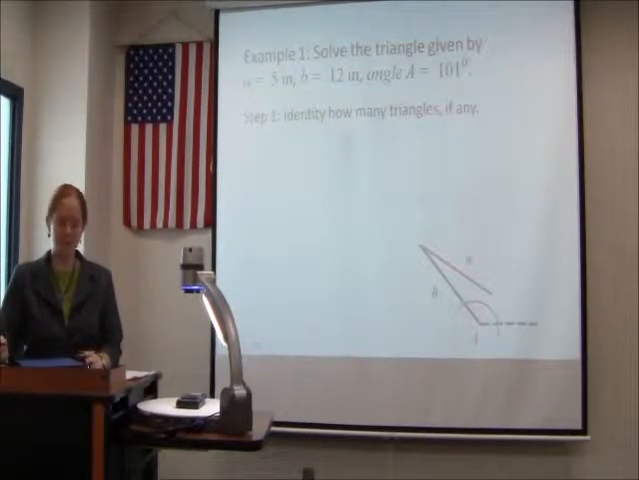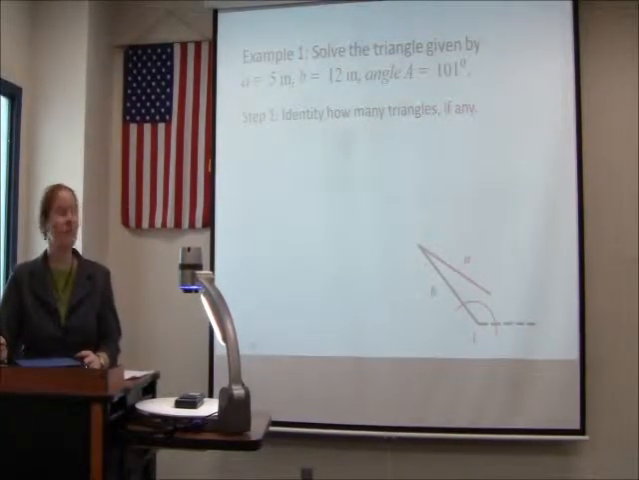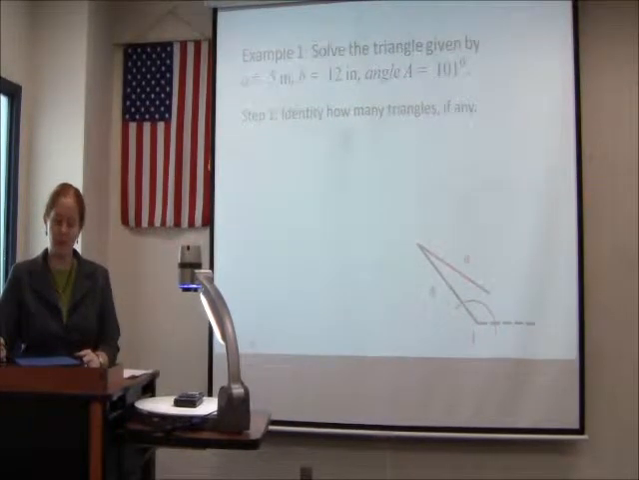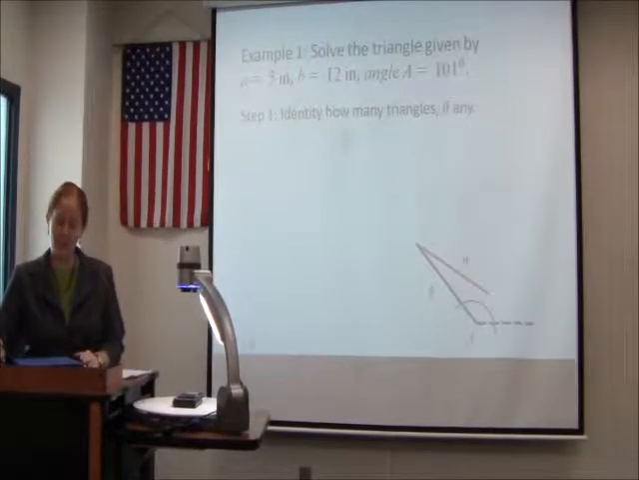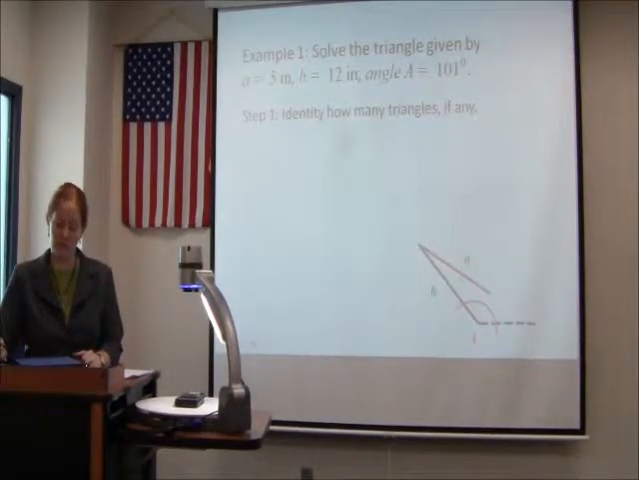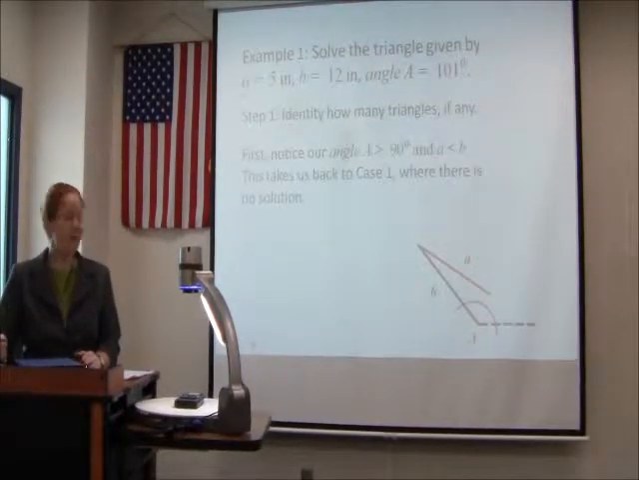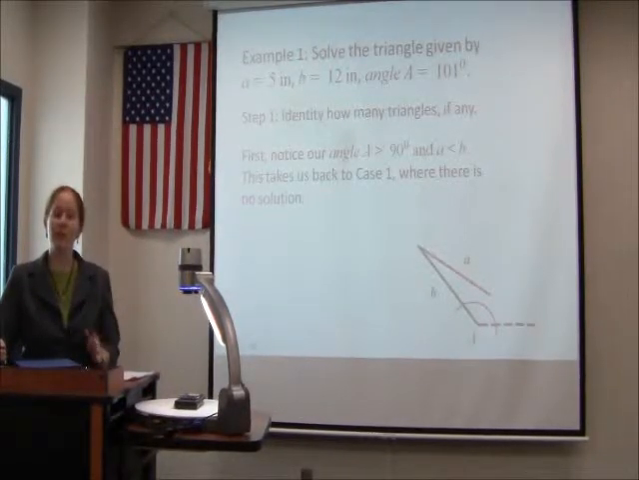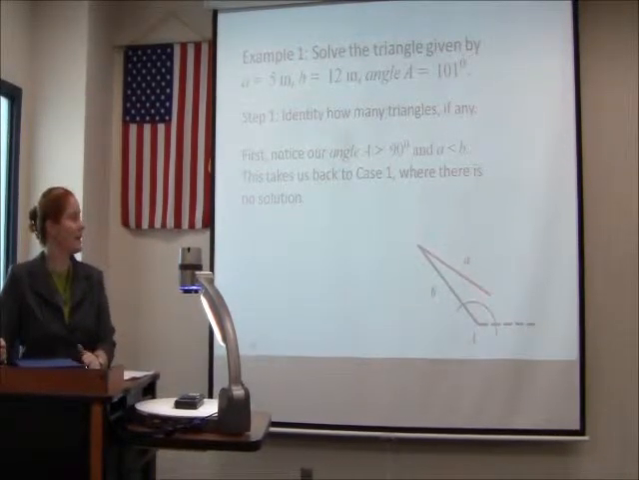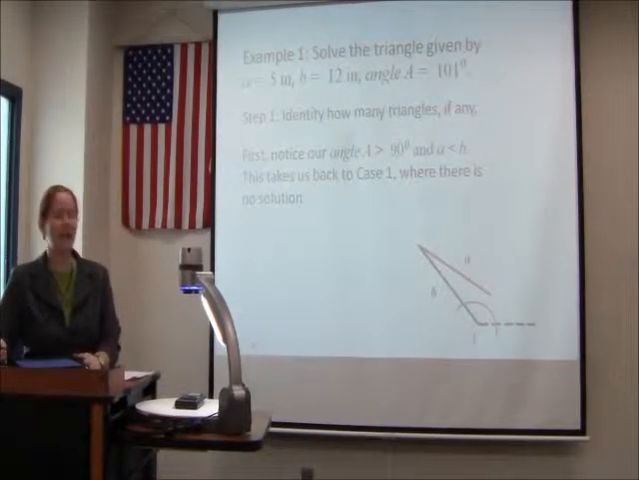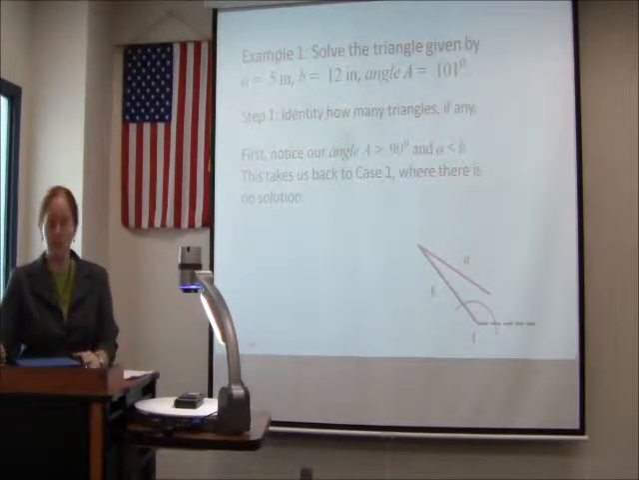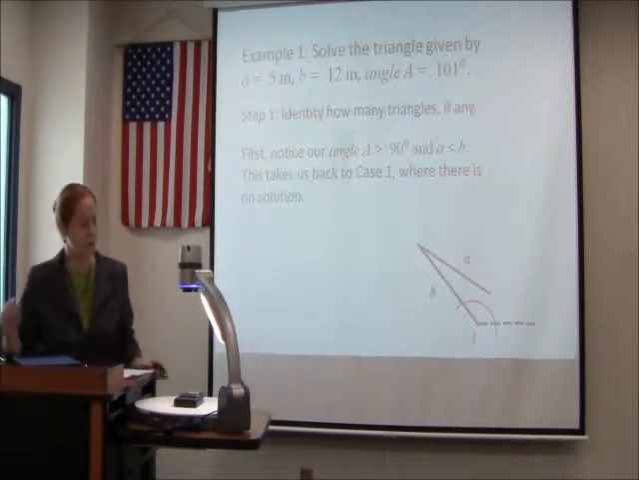So our first example, we have that A is equal to 5 inches, B is equal to 12 inches, and angle A is 101 degrees. So the first thing we want to do is identify if we have a triangle. Well, the first thing I notice is that angle A is greater than 90 degrees. So instantly I know that there's only two cases that apply to that. And also I can see that side A is less than side B. So this looks like case 1 where there's no solution. But let's double check with our triangle solver program.